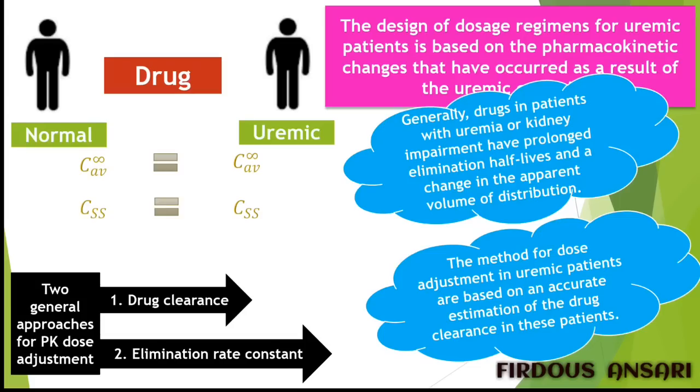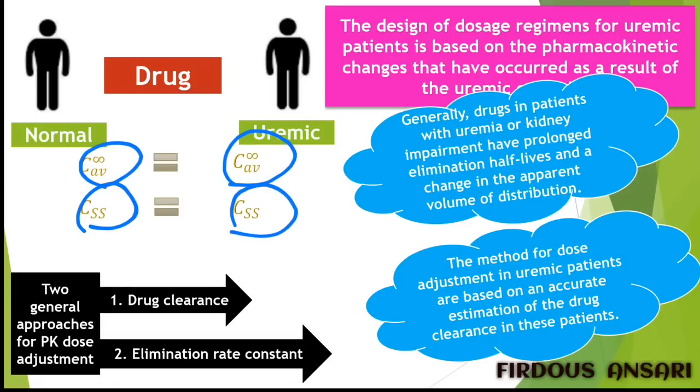But what is our main motive that you should always remember? Our main aim is that these two things should always be the same: the average plasma concentration and the steady state concentration produced in the normal person should be the same as that of the uremic patients. When we check therapeutic drug monitoring, when we check the plasma concentration of the drug, the plasma concentration found in a normal person should be the same as that found in the uremic condition. And to do so, what we are doing? We are adjusting the dosage. Okay.